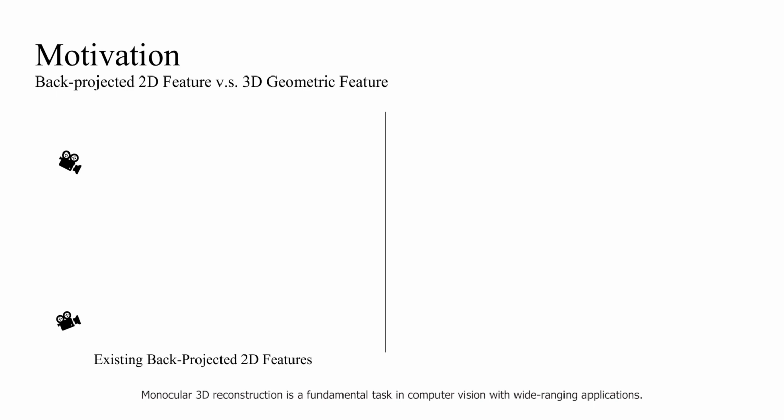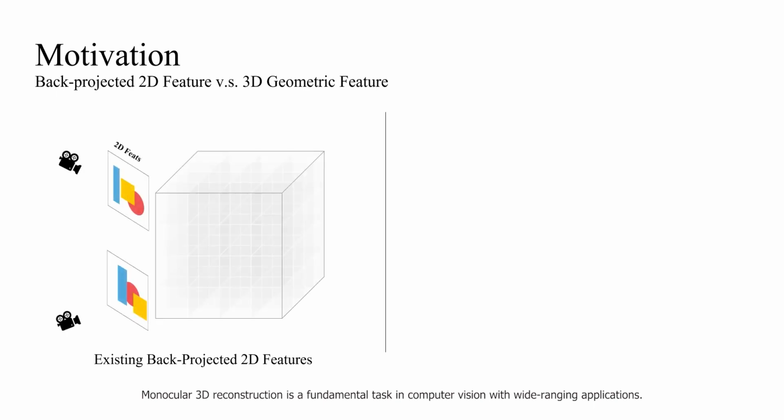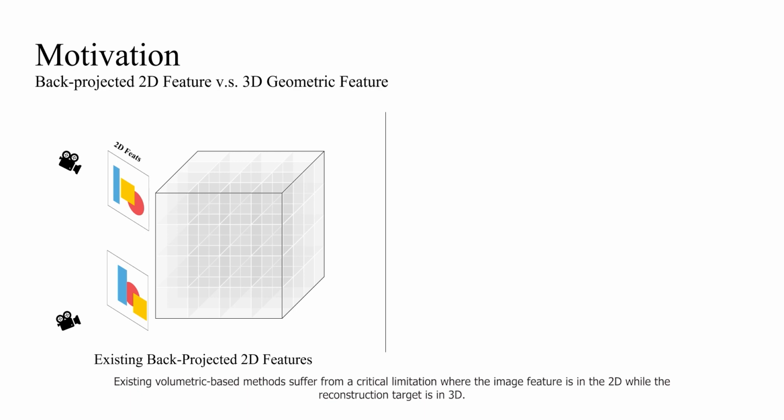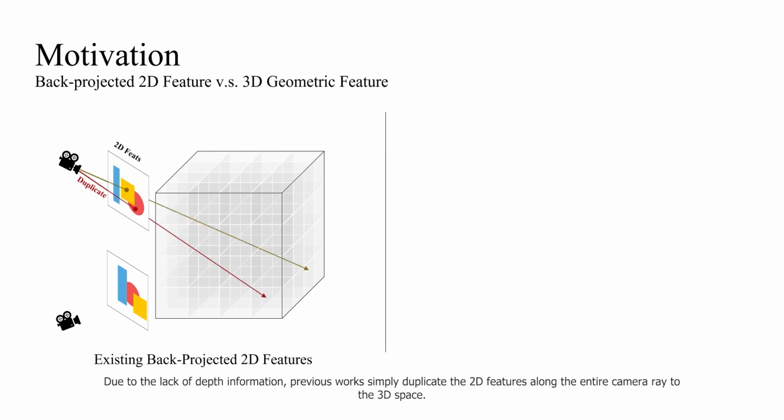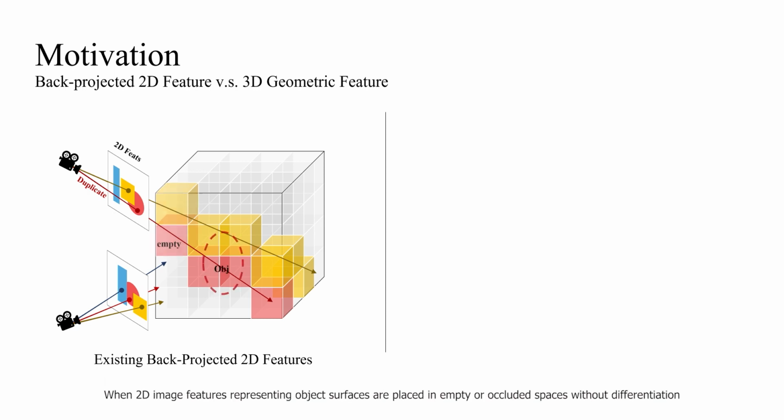Existing volumetric-based methods suffer from a critical limitation where the image feature is in 2D while the reconstruction target is in 3D. Due to the lack of depth information, previous works simply duplicate the 2D features along the entire camera ray to the 3D space. When 2D image features representing object surfaces are placed in empty or occluded spaces without differentiation, it can complicate feature fusion and geometric reconstruction in later stages, introduce noise and limit the model's ability to predict fine geometries.